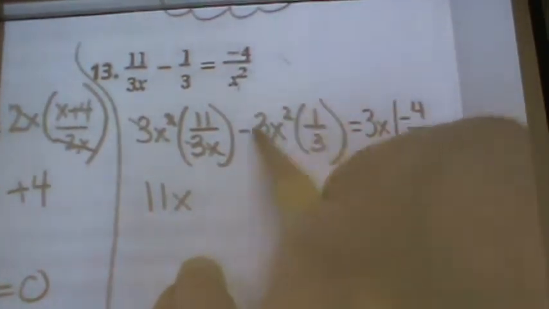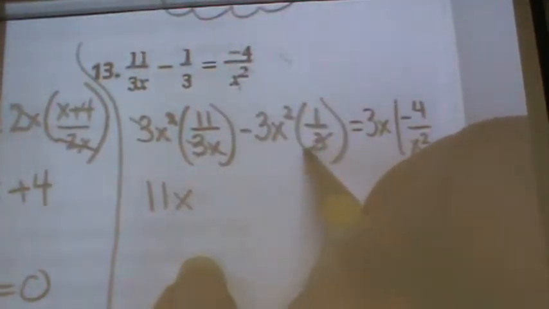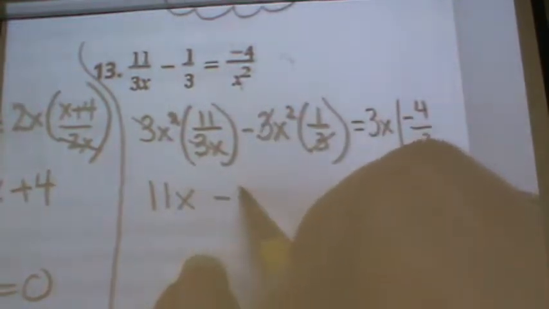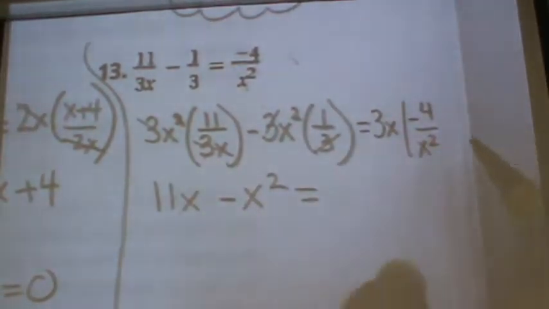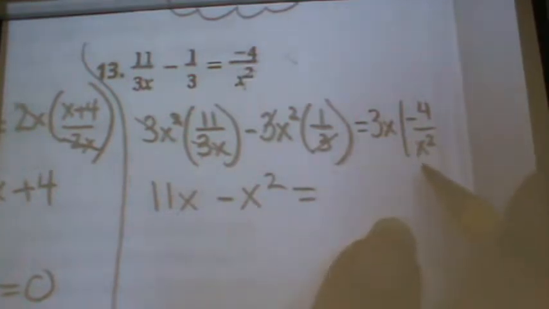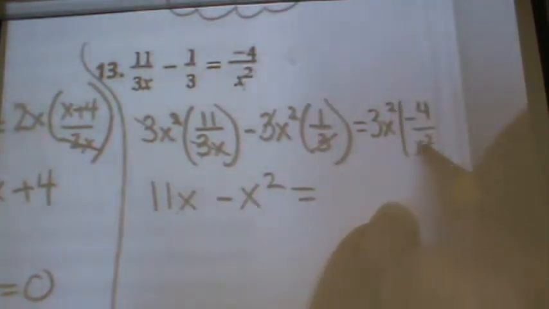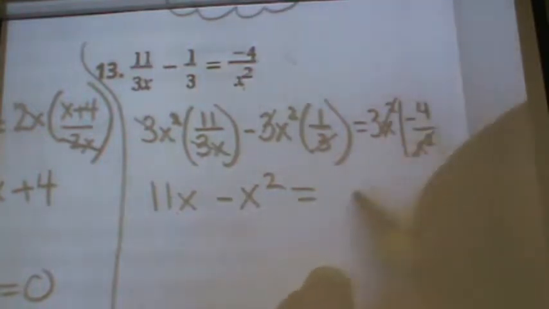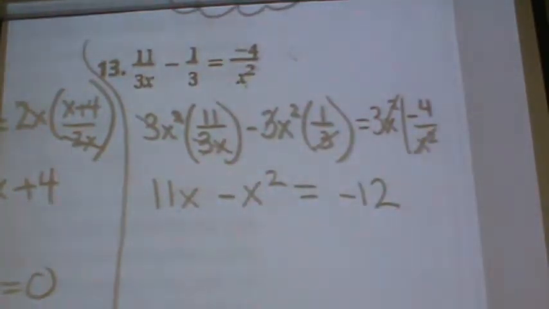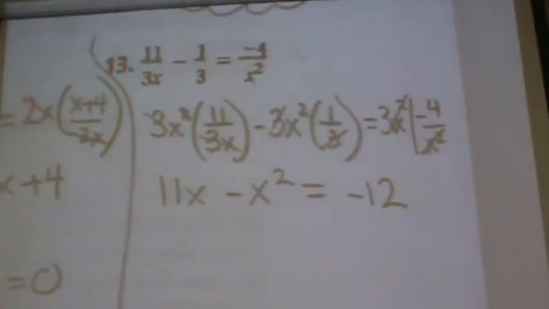How about here, what cancels? Just the 3, so you have minus x squared. And what about this one? X squared. Oh yeah, I forgot the x squared. Yep, the x squared cancels, so what's left? Negative 12. Good.